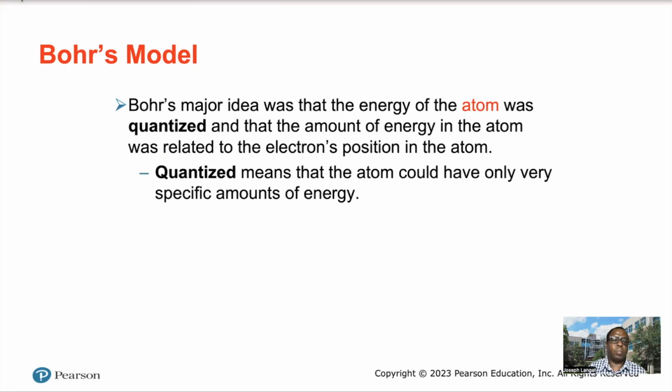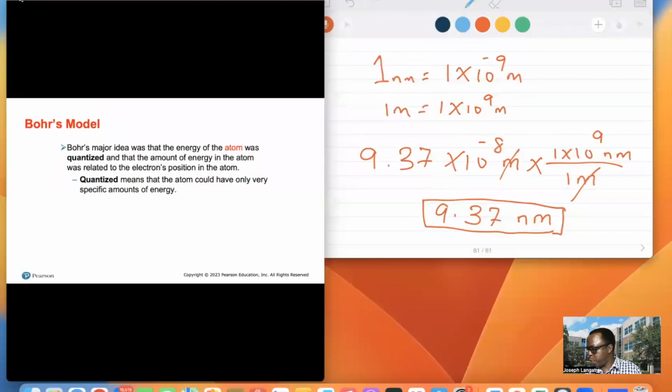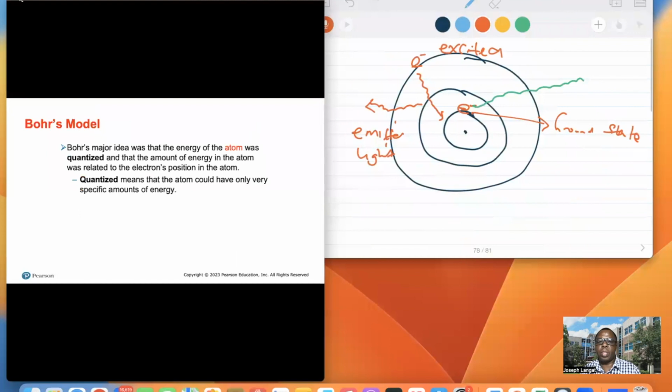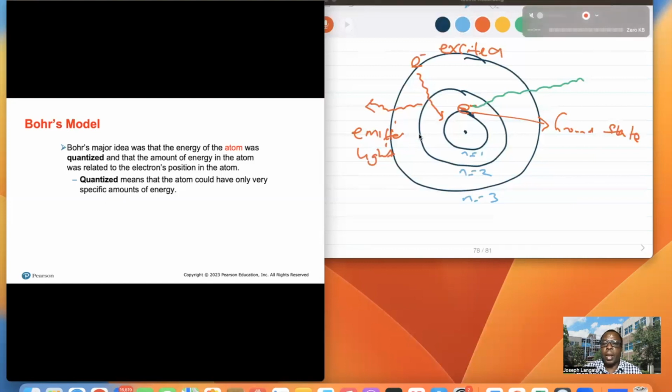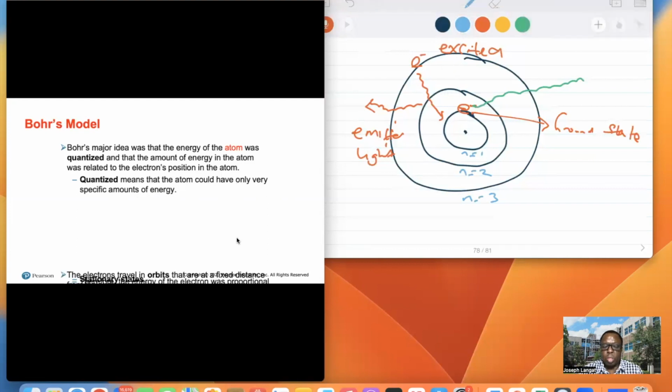What does that mean? I've used this before here. This is what I was talking about. This is energy level 1, n equals 1, n equals 2, n equals 3, and n equals 4. We say that energy is quantized, meaning an atom will have only very specific amounts of energy: energy level 1, energy level 2, energy level 3, and so forth. It is quantized, it's not continuous.